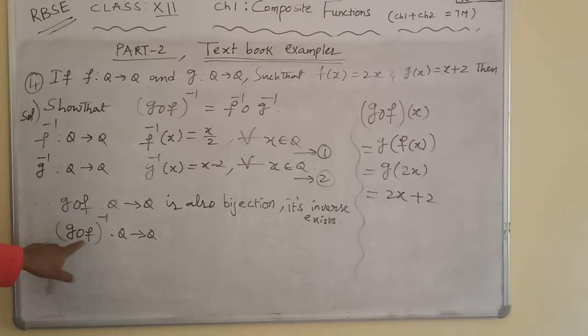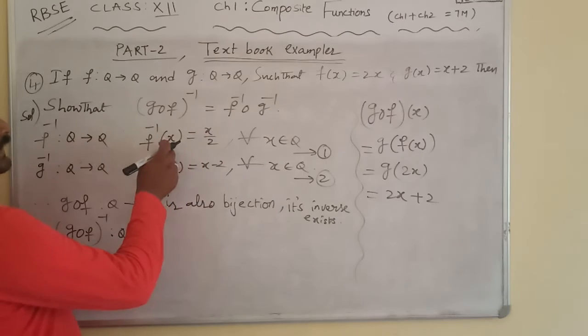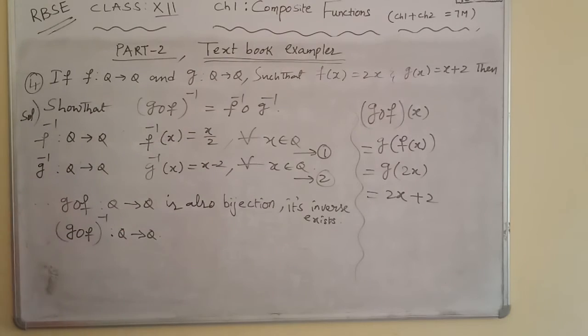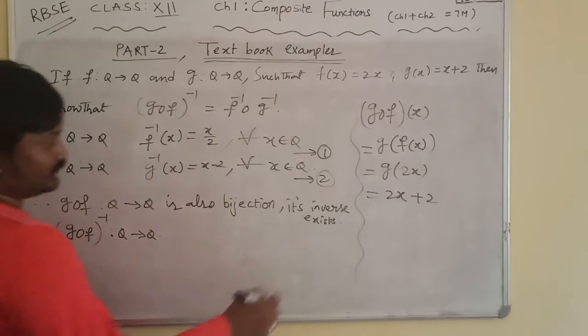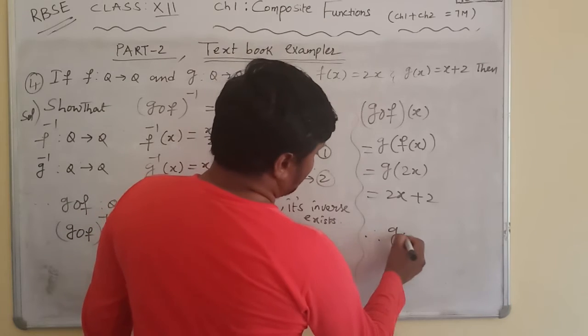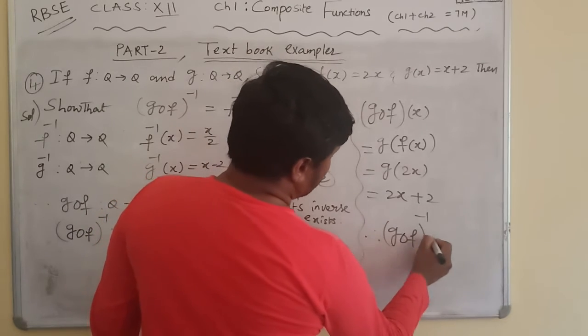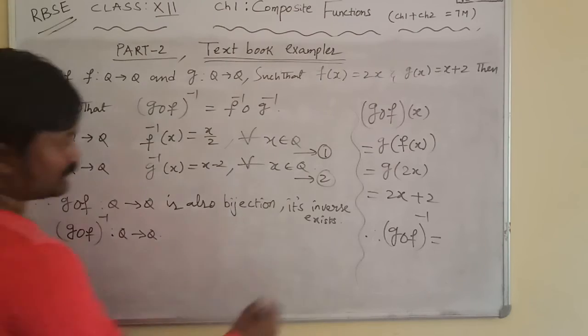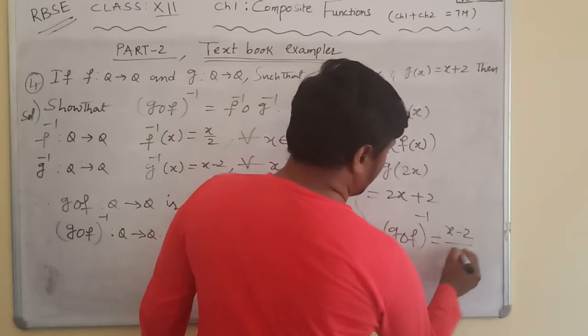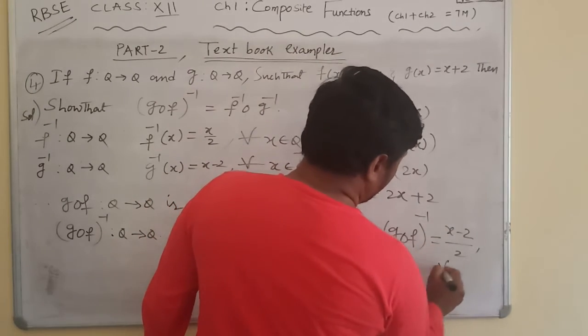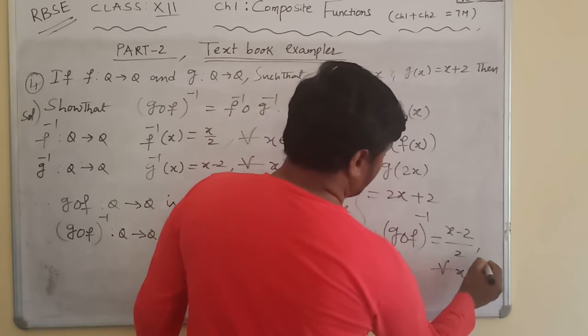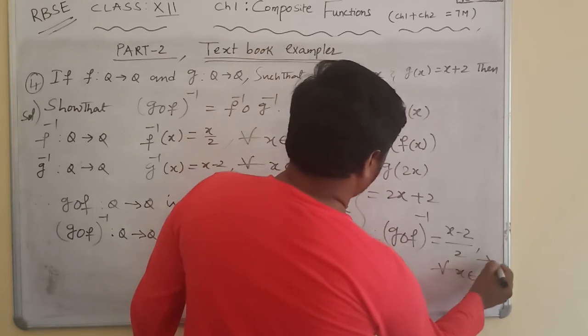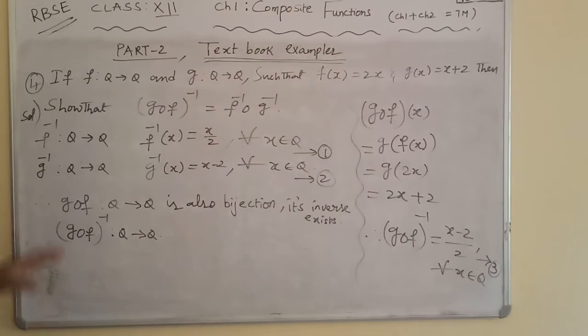Here (g circle f) whole inverse exists, so what is your (g circle f) whole inverse? Like previously, how we found f inverse of x is equal to x upon 2, same method. When you solve, you get, therefore (g circle f) whole inverse is equal to x minus 2 upon 2, for every x belongs to Q. This gives us equation number 3. So I hope you all understood up to here.